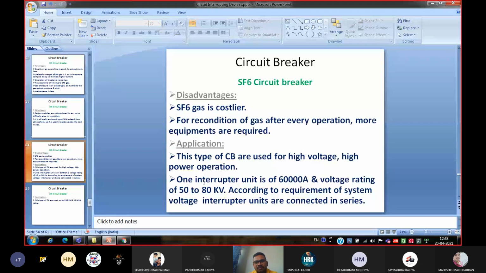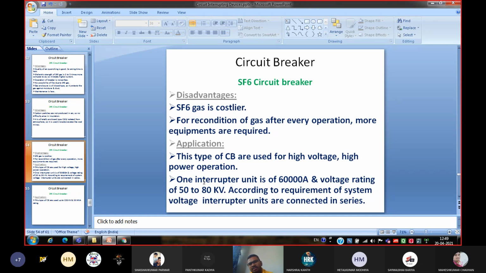With these advantages, we are getting some disadvantages also. Okay, so SF6 gas is a costlier gas. This is the major disadvantage of the circuit breaker. Okay, it is costlier compared to other arc quenching media. For reconditioning of the gas after every operation, more equipment is required. We have to recondition the gas after each and every operation.